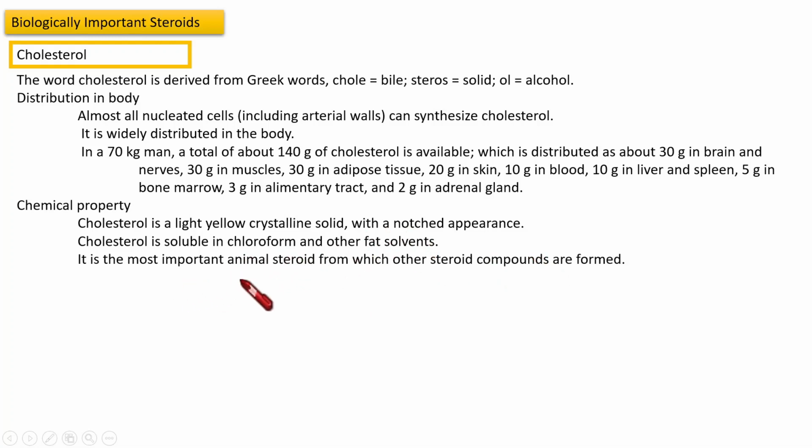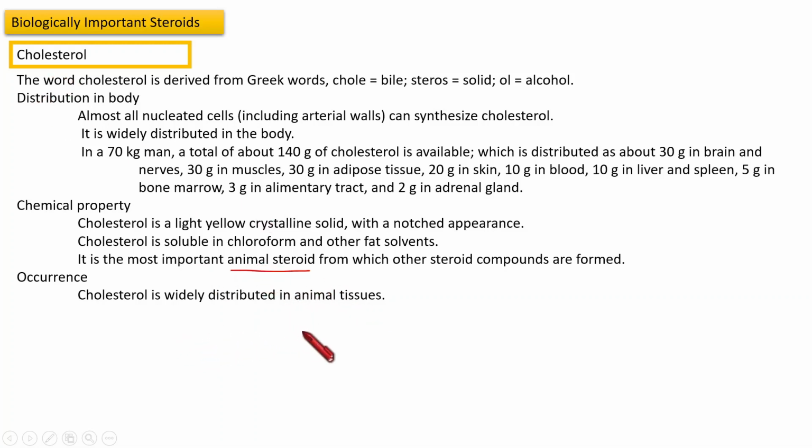And it is the important animal steroid. So which is the important animal steroid? Cholesterol, and all the other steroid compounds are formed from this cholesterol. So we can say that it is the foundation base from which other steroid compounds are formed. Regarding the occurrence, it is widely distributed in animal tissues.